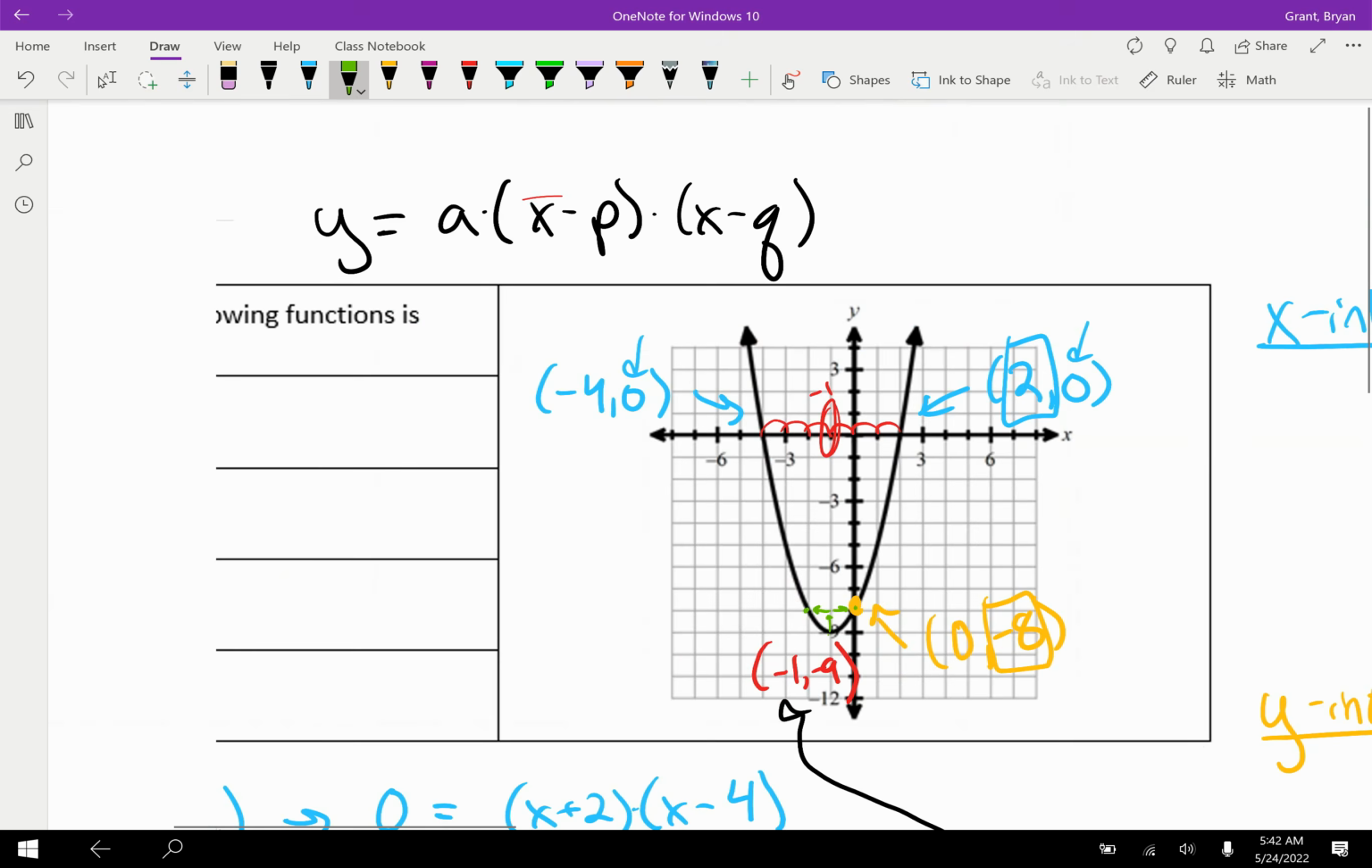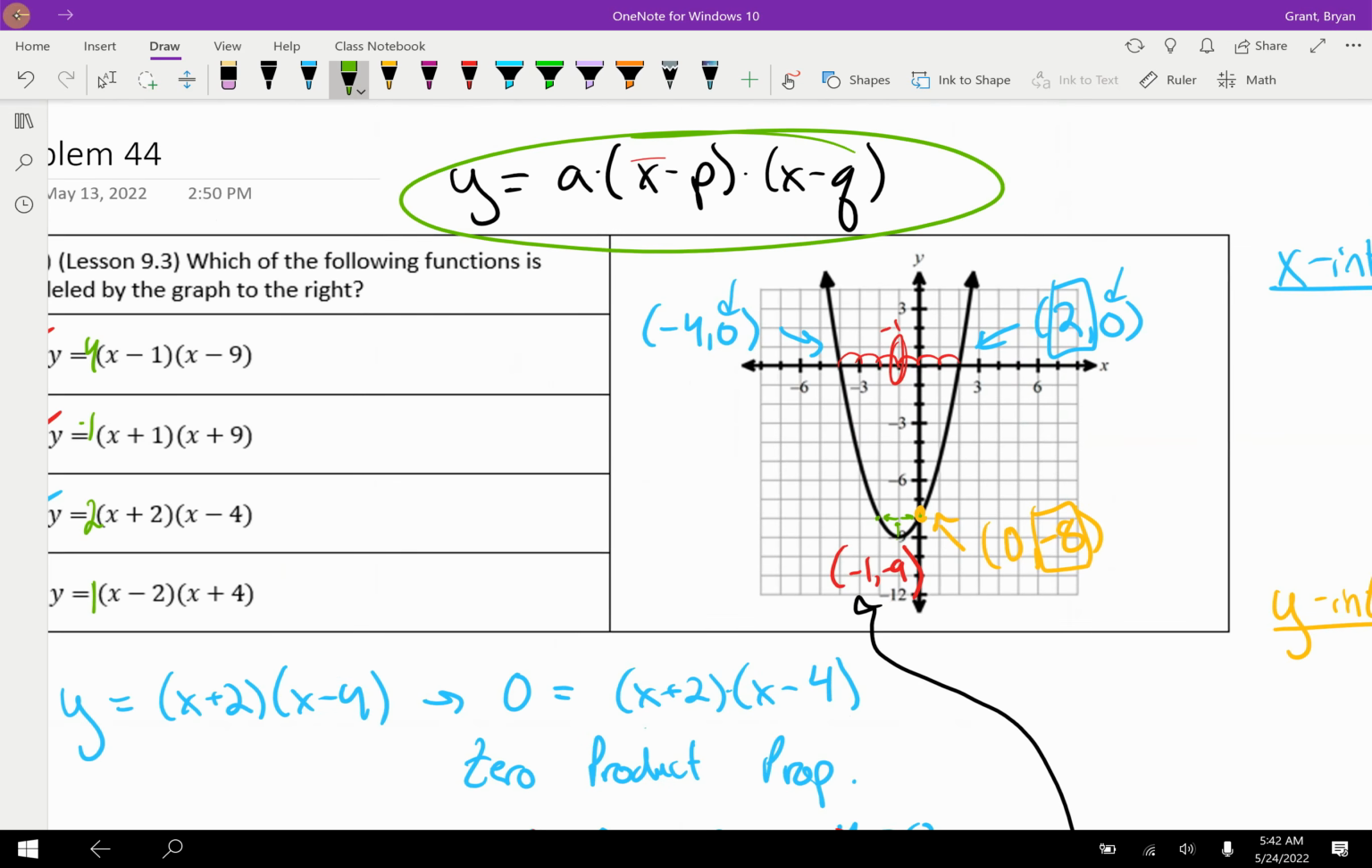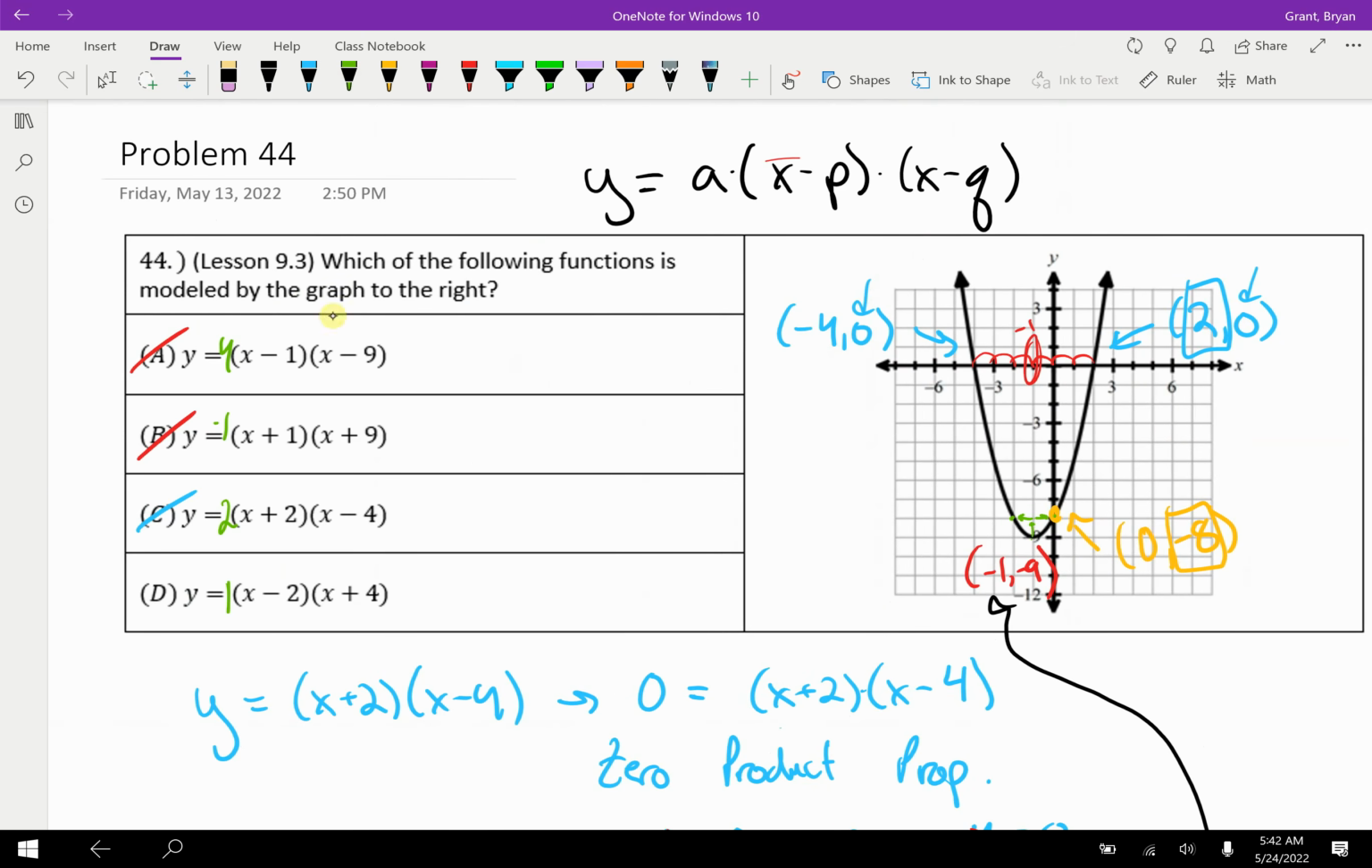So thanks for tuning in to a quick reminder of how to graph this intercept form. And if you want a more in-depth explanation, Lesson 9.3 does a much better job of explaining it.